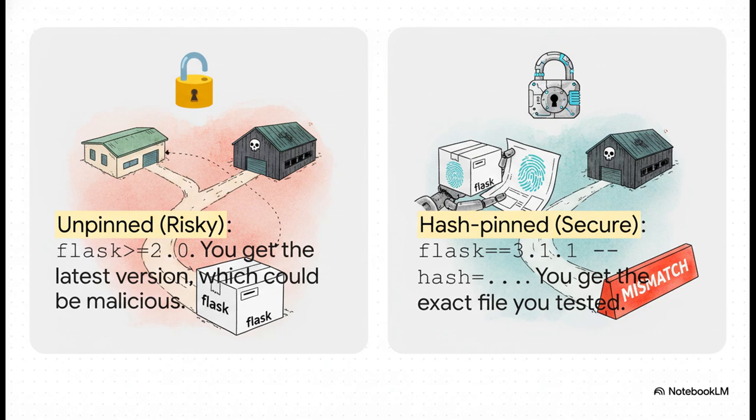So, how you define your dependencies is absolutely critical. Just saying you want Flask version 2.0 or greater, well, that's risky. It means you'll get the latest version, even if that latest version was uploaded by an attacker. The gold standard is what we call hash pinning. It's like taking a unique cryptographic fingerprint of the exact file you know is safe. If anyone tries to tamper with that file, even by a single byte, the fingerprint won't match, and the installation will just fail. It's that simple, and it's incredibly powerful.